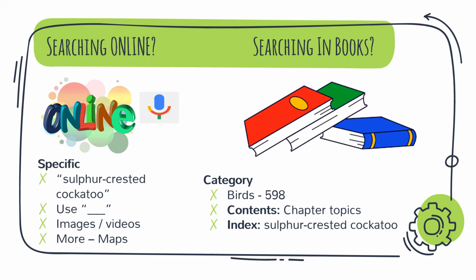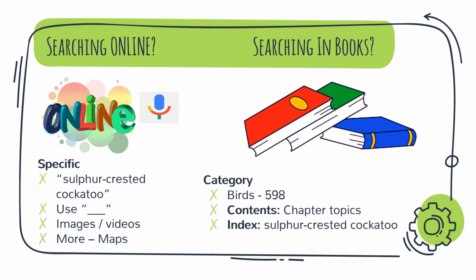Navigate is looking around within a resource. So you navigate by using the contents page to find chapter topics, and you also look in the index and you search for sulphur-crested cockatoo. You might even try cockatoo, sulphur-crested. So that indexes are highly specific.